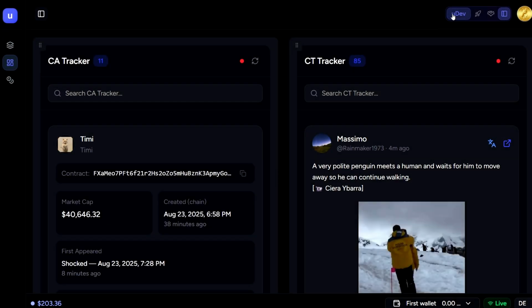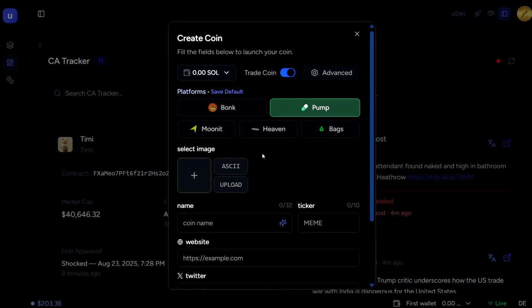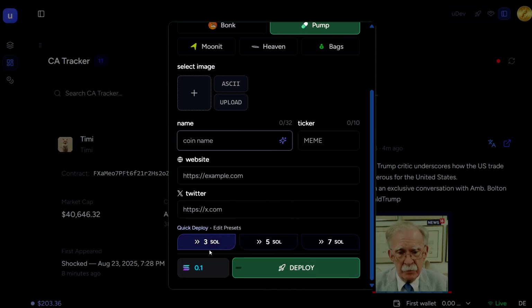You can also create your own meme coin here. Click on the UDEV button and a pop-up will appear. Enter your information in the fields and when done, select how many SOL you want to deploy with your coin.